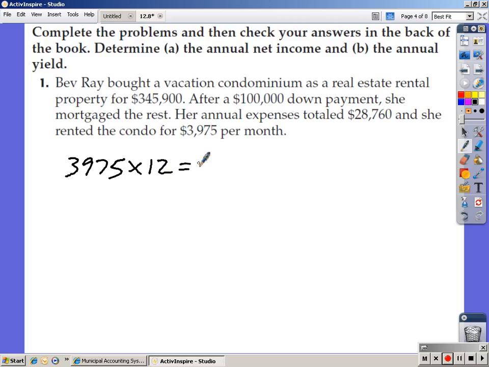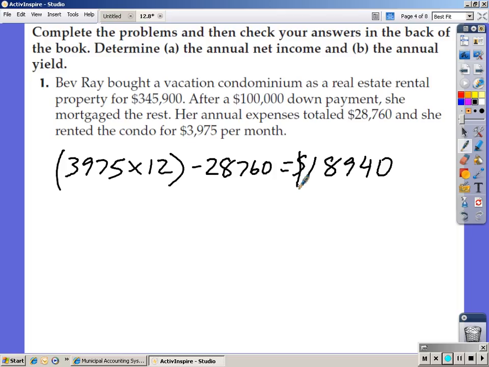Whoops, we're looking for our net income. I forgot to subtract her $28,760 from it. Plug that in the calculator: $3,975 times 12 minus $28,760 gives me $18,940 for annual net income.